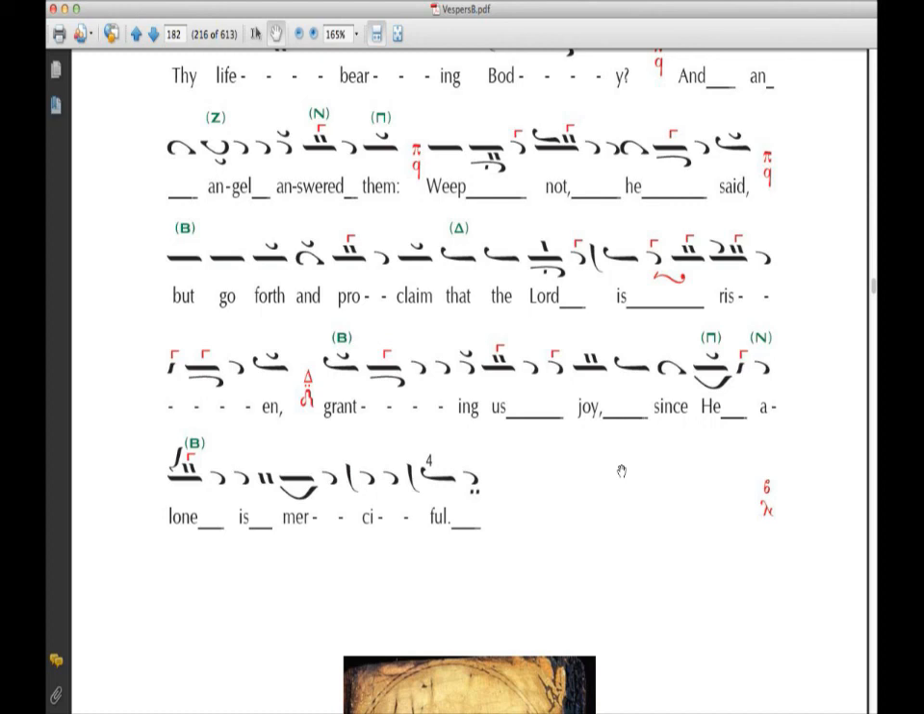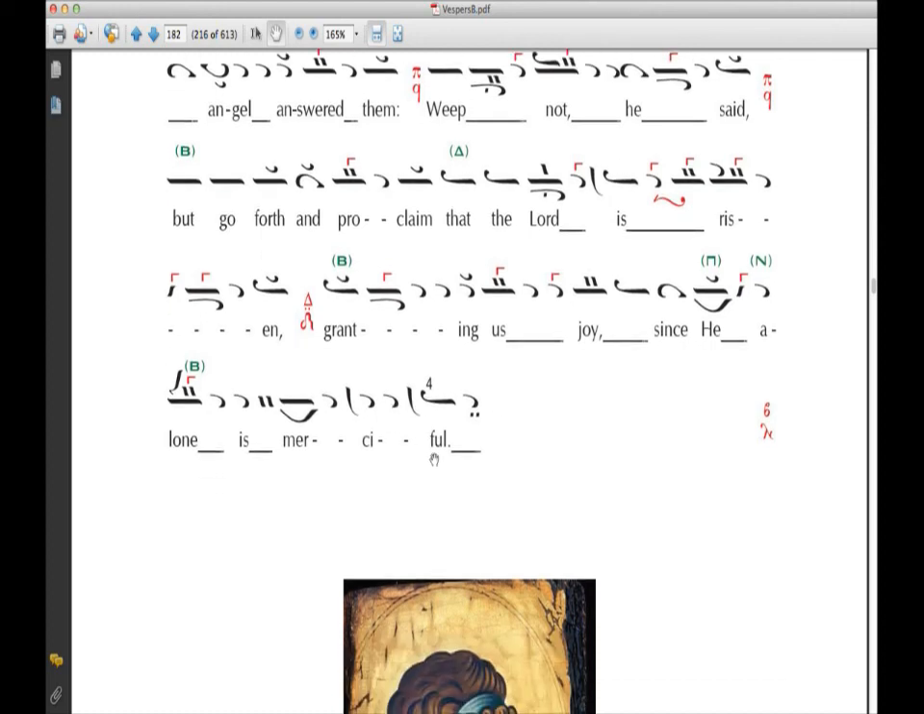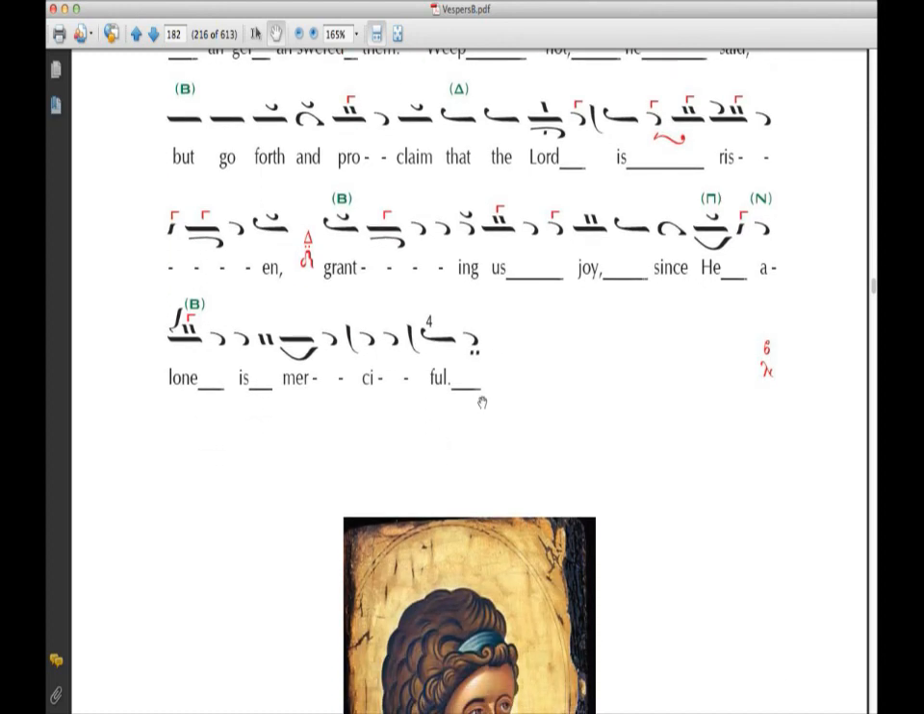Granting us joy, since he alone is merciful. See, I didn't think. The "is" is going up. I think it looks like it's going down from the other. Alright. Yep. All right.